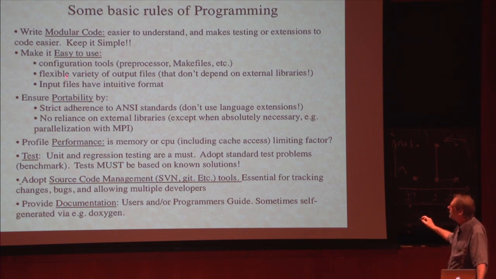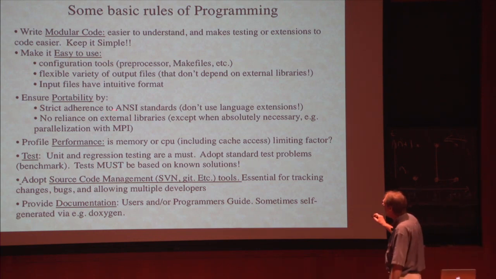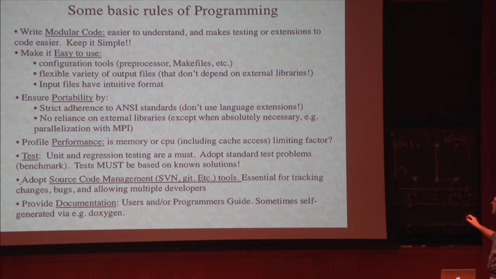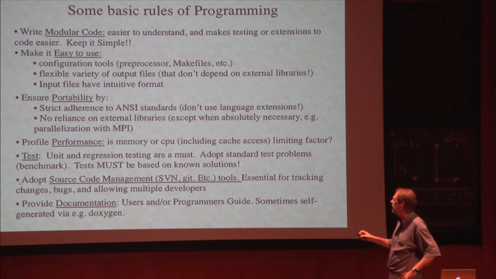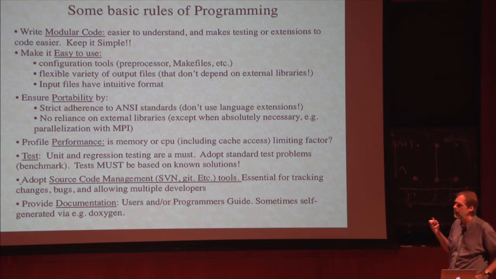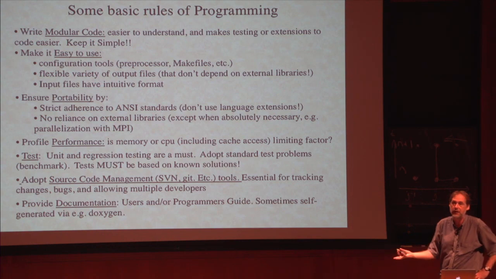Make it easy to use, rely on standards, flexible output files. Make sure the code is portable. Adhere to ANSI standards. Don't use language extensions. That'll inevitably hurt you in the future when you try to run on some machine that doesn't have those extensions. Try not to use external libraries. At some level it's impossible. You need at least the MPI library. But after that, try to avoid using libraries unless you really have to. Again, it's just going to hurt you in the long run when you try to run on some supercomputer somewhere that doesn't have that library installed, and therefore you can't do anything on that. Or you try to get them to install it, and it's just a nightmare.